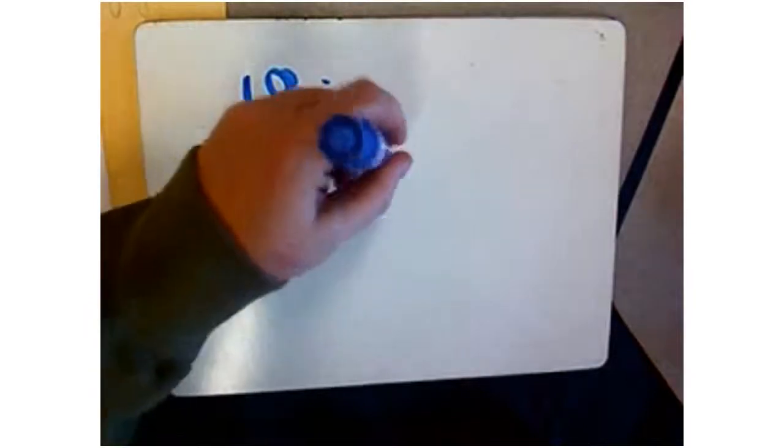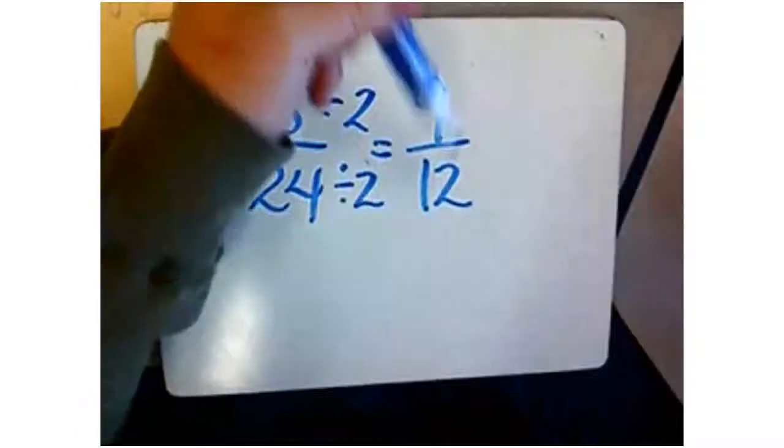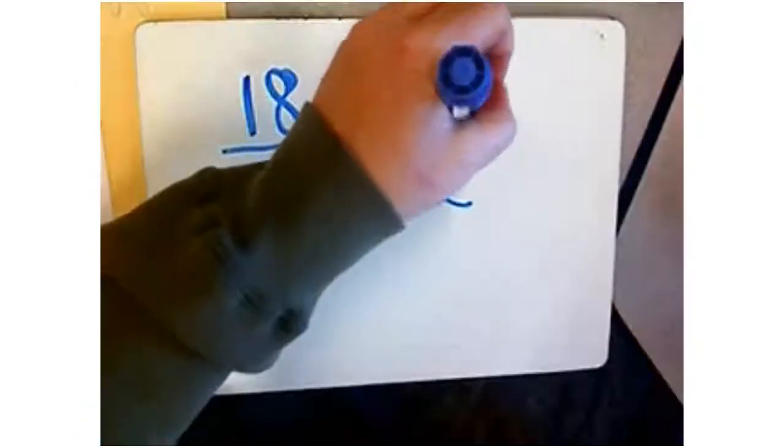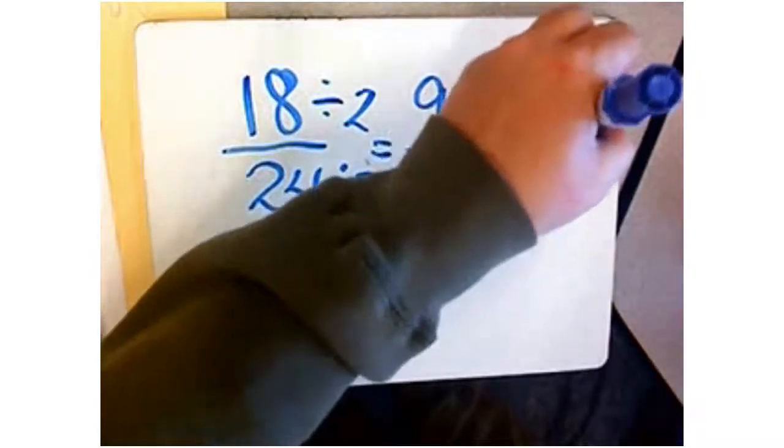And we see that we get 9 to 12. You should notice that 9 to 12 is not simplest form. They both could be divisible by 3. So we would have 3 to 4.